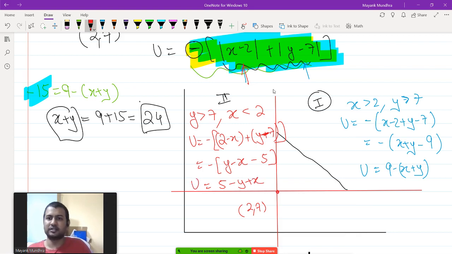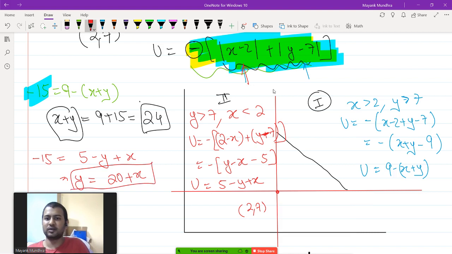Again, let's find the minus 15 level utility. So minus 15 equals 5 minus y plus x, which implies y equals 20 plus x. The important thing is you can find the slope from here. Slope is going to be 1. Y equals mx plus c, so this is y equals 1 into x plus 20. So slope will be 1 in this region.